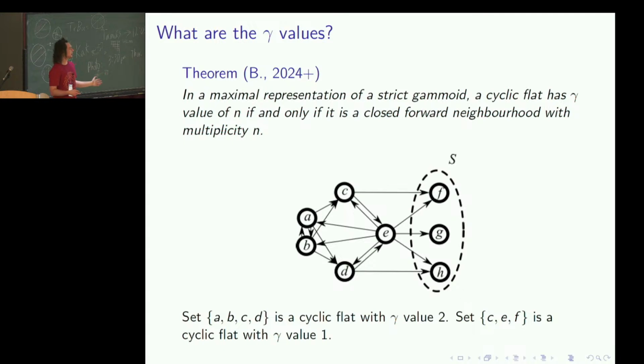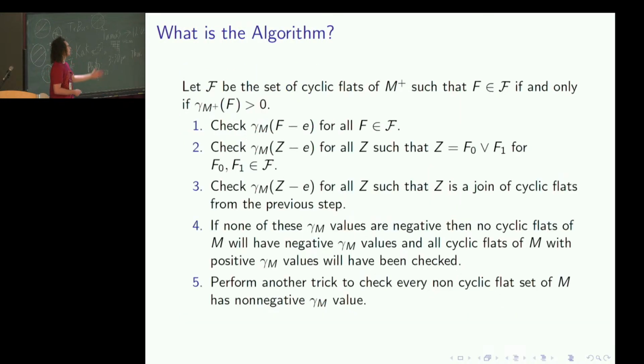But it turns out that if I just skip all the actual results, we get this algorithm. We say the set of cyclic flats that have non-zero gamma value is going to be the set F from M plus, and remember M is the matroid after we deleted the element. So first we check the gamma values of all of those cyclic flats in F after we deleted E. That's pretty easy to check. And then we can check all of their joins.